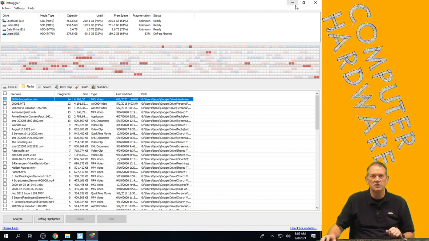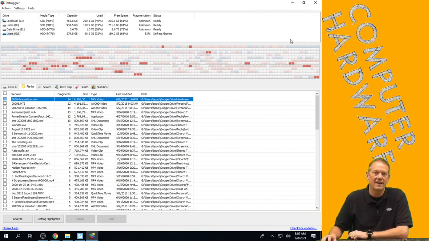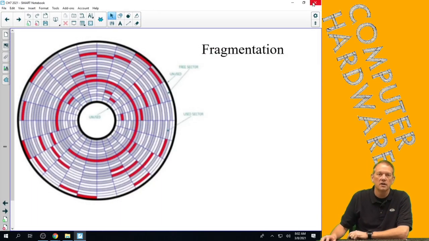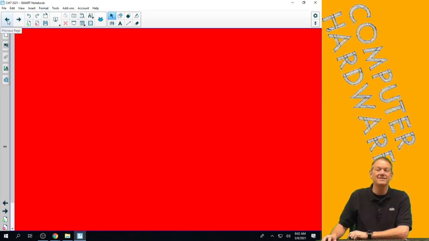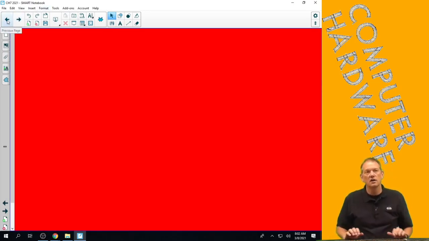So fragmentation is an issue that does not exist in a solid state drive, but can be a big issue on a traditional hard drive. So that's fragmentation, and that's the end of this section on traditional hard drives. You can go and take the quiz right now before moving on to the next section.